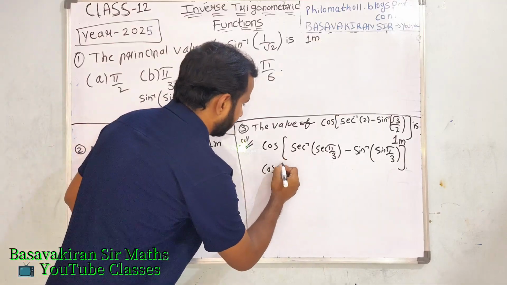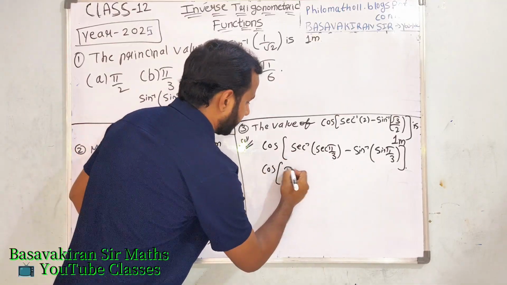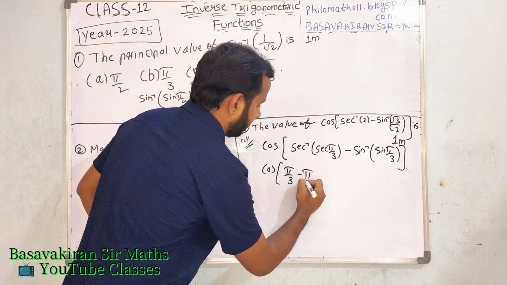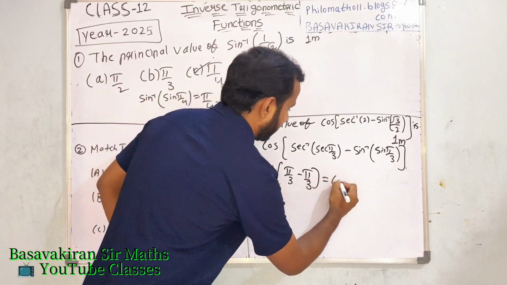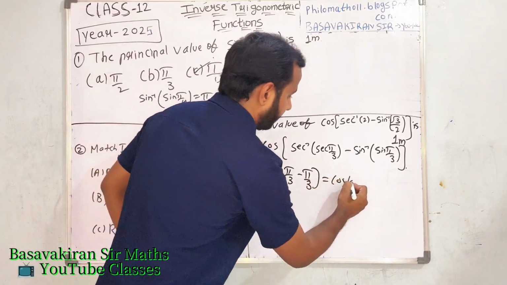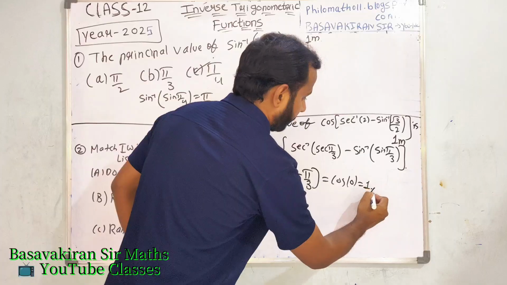Now cos of secant cancels, left with pi by 3 minus pi by 3. What is cos of pi by 3 minus pi by 3? That is cos 0. What is the cos 0 value? Cos 0 is 1.